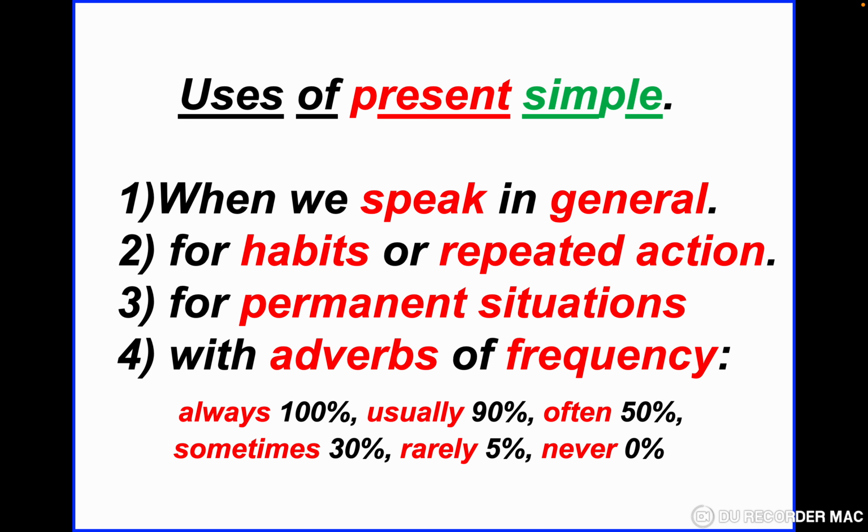We use present simple when we speak in general. For example, I play football. I am speaking in general, but I don't play it now. For habits or repeated action, for example, I have lunch at 1 o'clock. So it's a habit. For permanent situations, for example, I study at university.